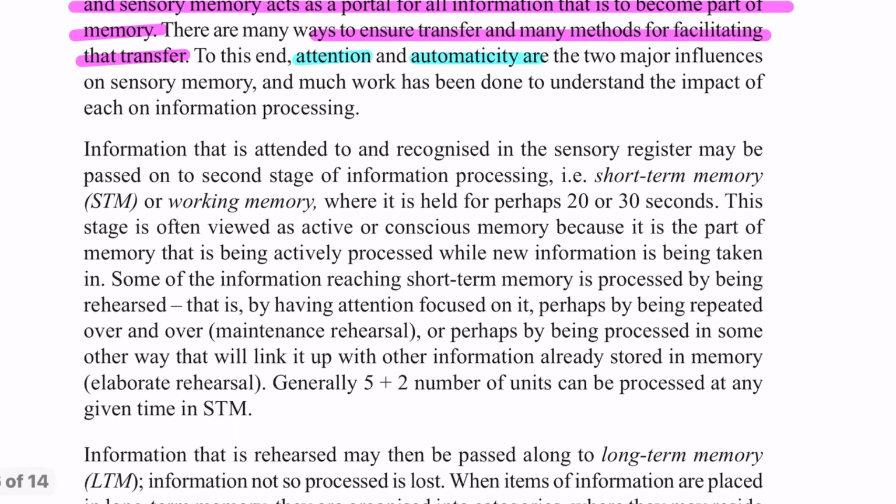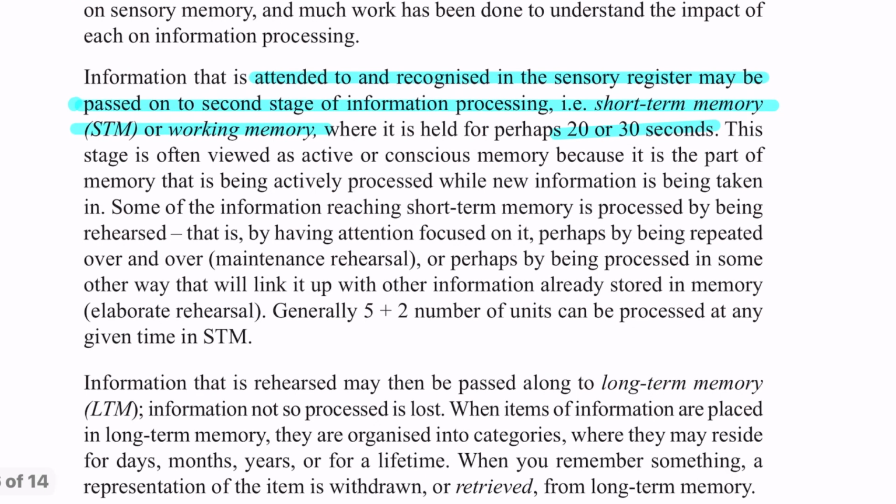Information that is attended to and recognized in the sensory register may be passed to the second stage of information, that is short term memory. If you have recognized it as useful and you have given attention to it because you feel it is important for you, it goes to working memory, meaning short term memory. And the duration of short term memory is 20 to 30 seconds, remember that.